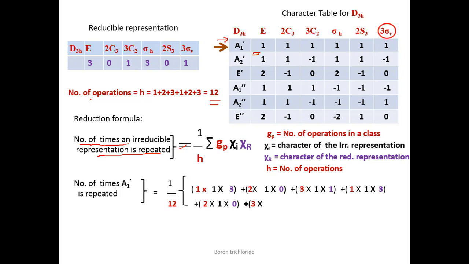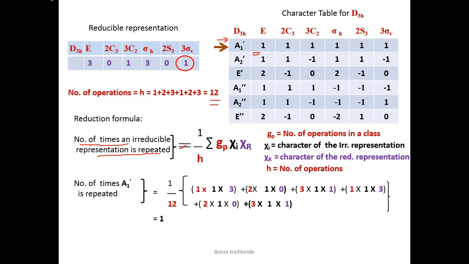Then 3 sigma v, GP is 3, the number of operations in a class, chi I is 1, the character of the irreducible representation, chi R is 1, the character of the reducible representation. And if you calculate this, you will get the number as 1. That means A1 dash is repeated only one time.